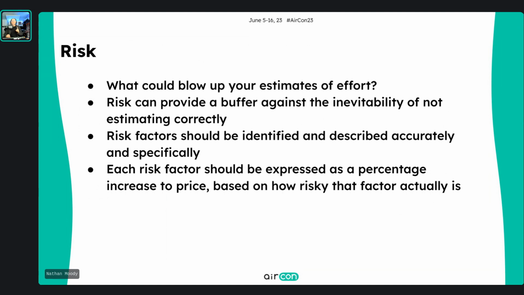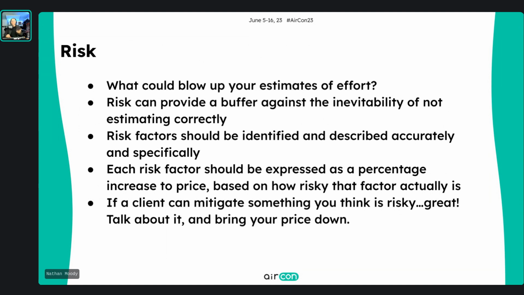Every risk factor that you list should be expressed as a percentage increase to price based on how risky that factor actually seems. So in my experience, a risk factor might increase the price by as little as 2% or as much as 15%. But 15% is an extremely risky risk factor. So I tend to use percentages in that range. But again, everyone's risk tolerance is super different.